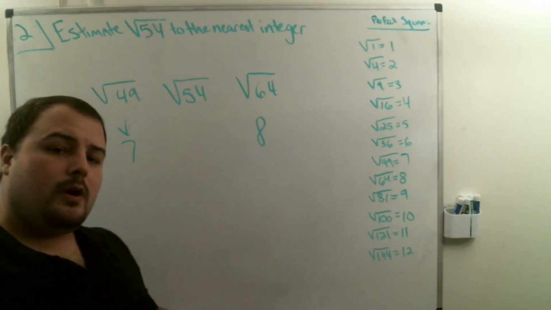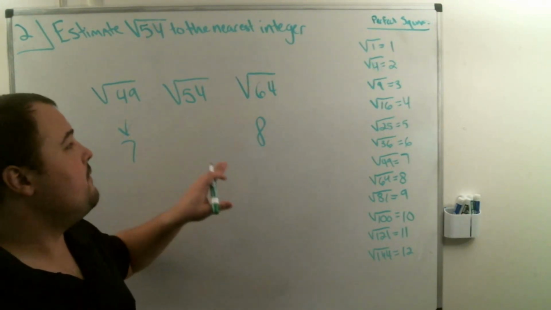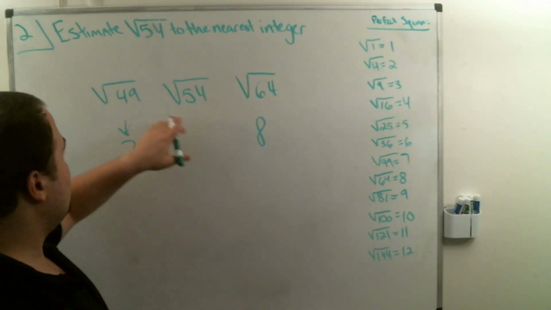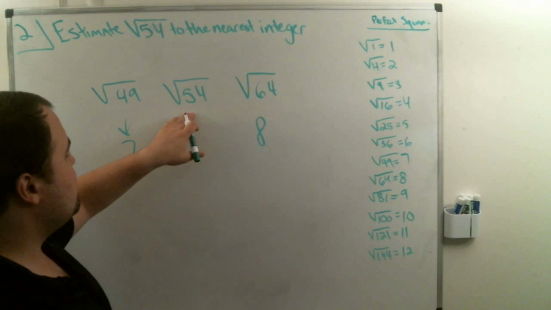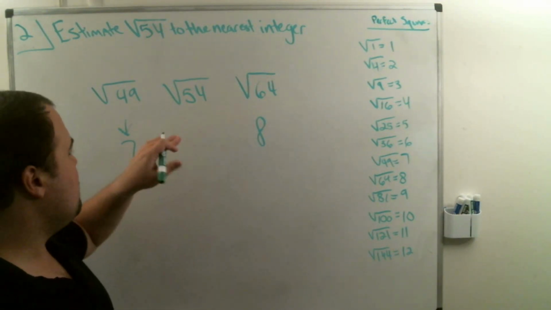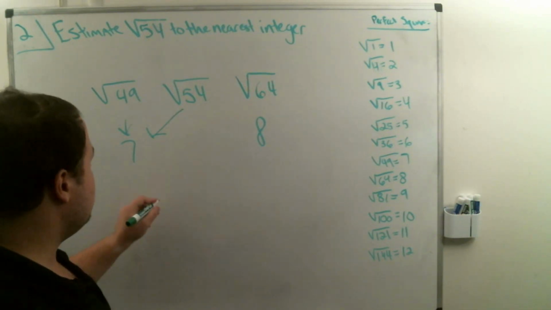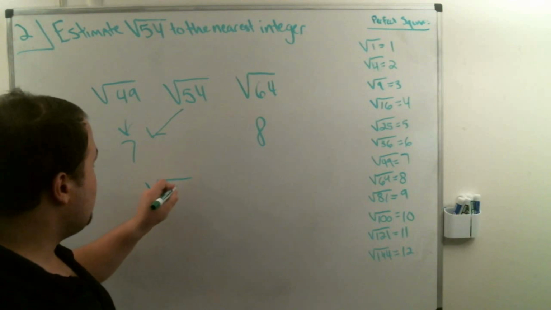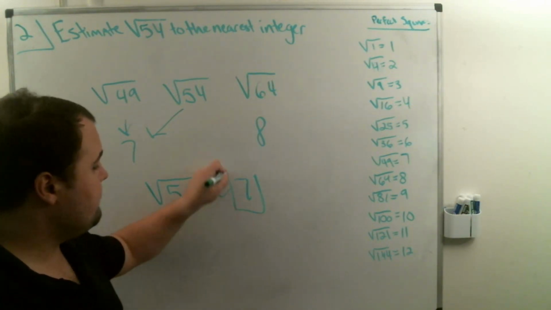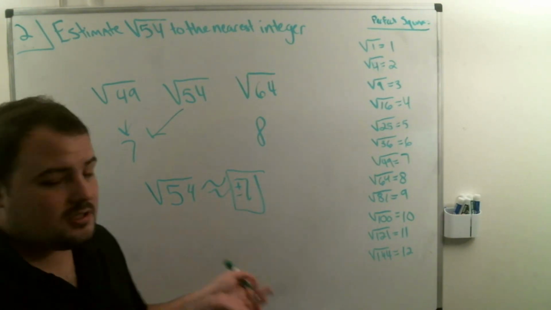So now I'm going to ask, where is 54 going to be closer to? Is it going to be closer to 49 or 64? Well, 54 plus 10 brings me to 64, and 49 plus 5 brings me to 54. So this is only 5 away, where this is 10 away. So 54 is closest to the integer of 7. So I'm going to say that the square root of 54 is about 7. You could say plus or minus 7, or you could just say 7.